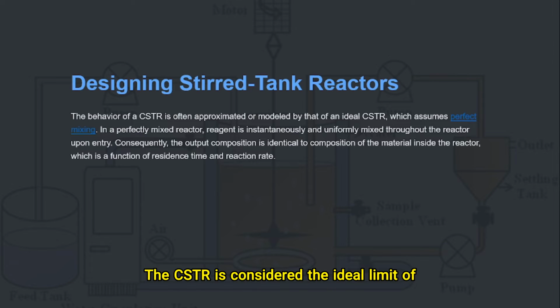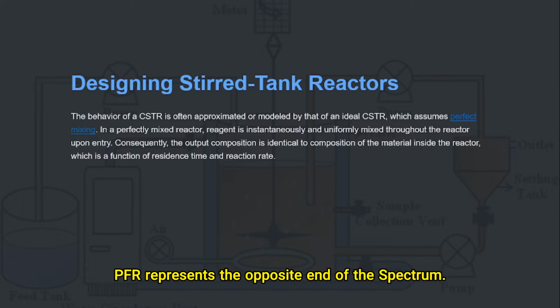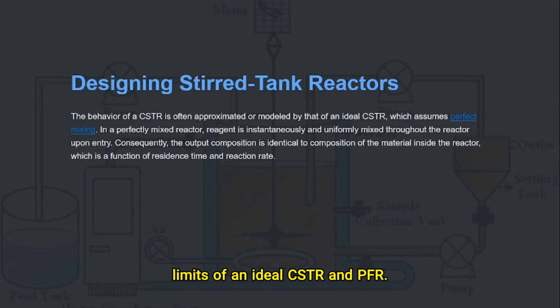The CSTR is considered the ideal limit of complete mixing in reactor design, while a PFR represents the opposite end of the spectrum. In reality, most reactors that we have fall somewhere between the mixing limits of an ideal CSTR and PFR, sorry.